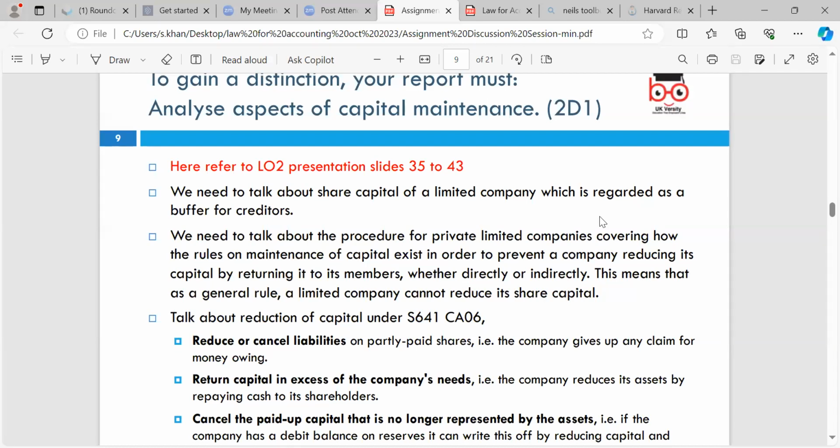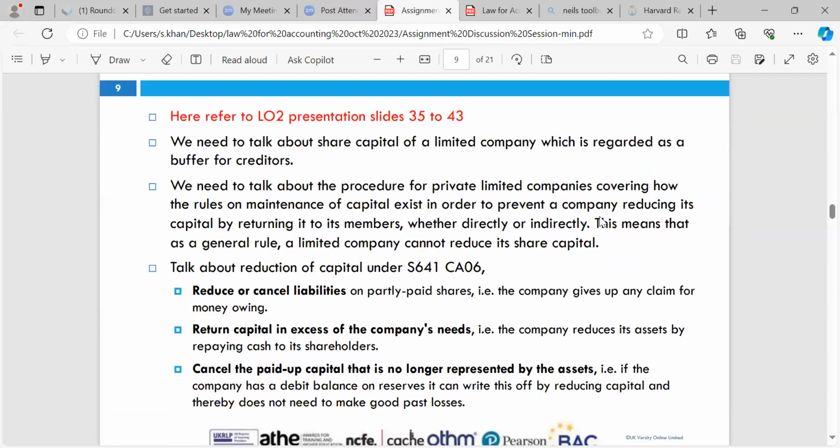Okay. And we need to talk about share capital of a limited company, which is regarded as a buffer for creditors. And then we need to talk about the procedure for private limited companies, covering how the rules of maintenance of capital exist in order to prevent a company reducing its capital by returning it to its members, whether directly or indirectly. This means, as a general rule, a limited company cannot reduce its share capital. So here you need to talk about the reduction of capital, S641 of the Companies Act 2006.